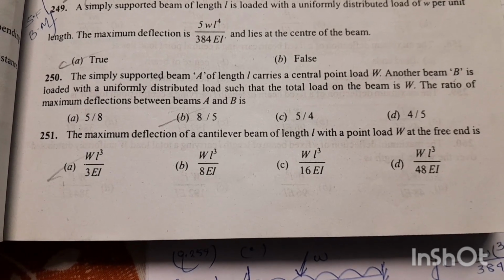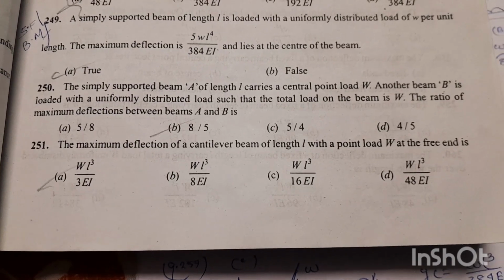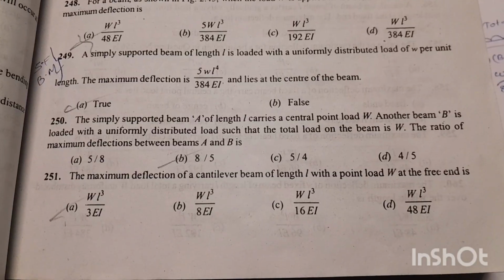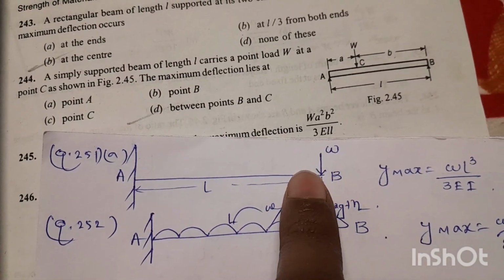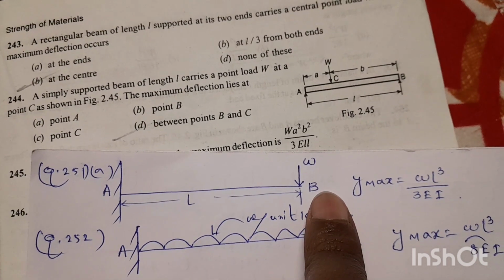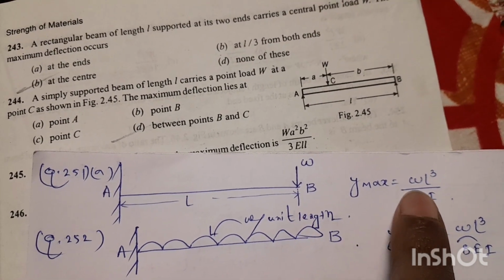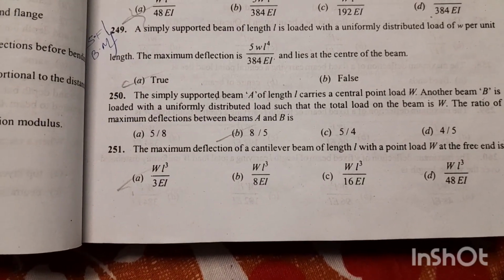Question number 251. The maximum deflection of a cantilever beam of length L with a point load W at the free end is... For the cantilever beam as shown, AB, if the point load is acting at the free end, the maximum deflection at B will be Ymax equal to WL cube by 3EI. So option number A is the correct answer for this question.